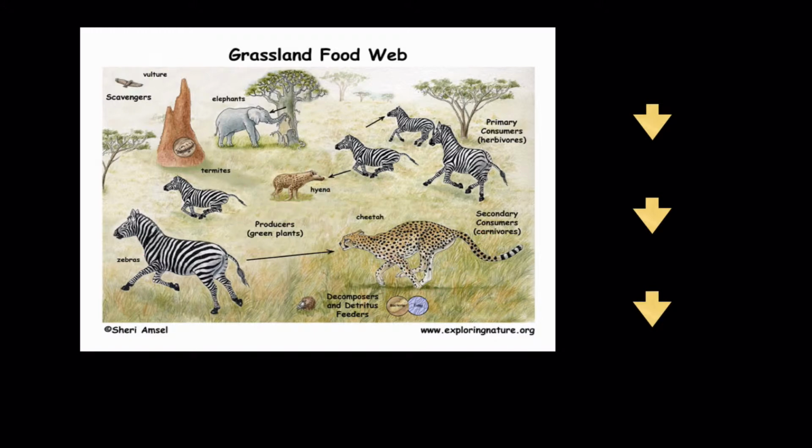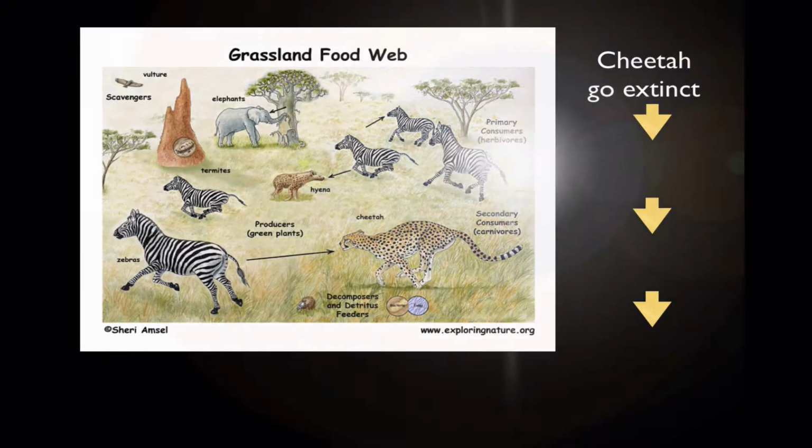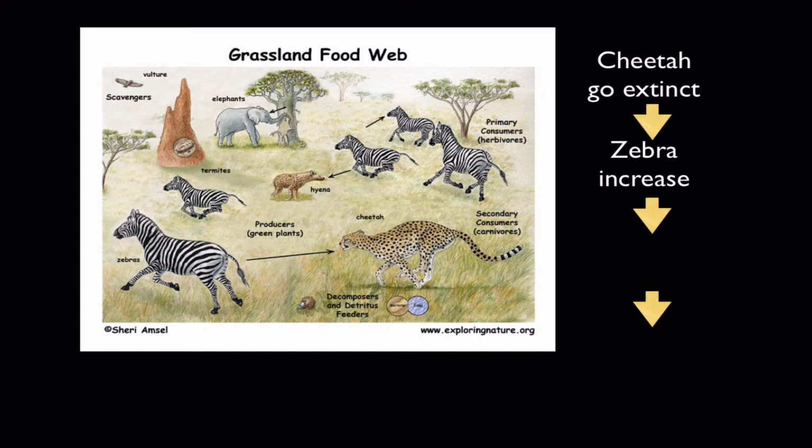So what's going on here with this food web? Well, if the cheetah goes extinct, imagine that we eliminated the cheetah. All right, so all the cheetahs are gone. Now the zebras are missing a predator, so that means more of their babies are going to survive. Cheetahs go after the easiest things to catch, so they tend to hunt the young zebra.